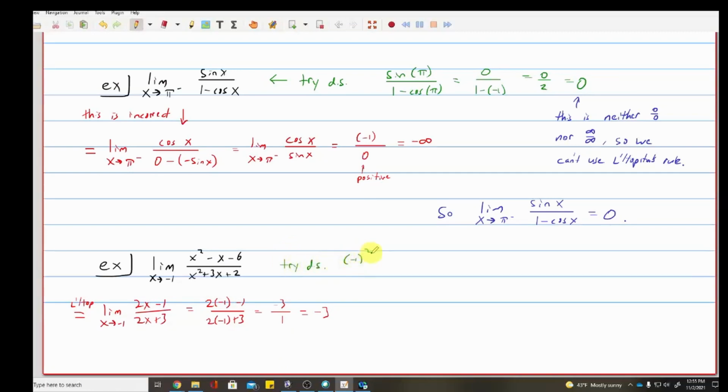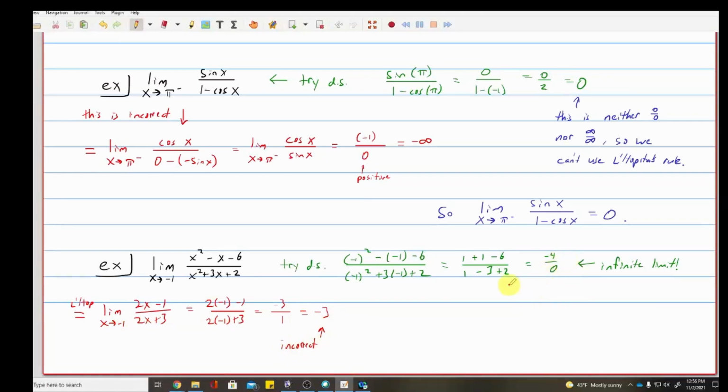If I tried direct substitution right away, I would get -1 squared minus -1 minus 6 on top, -1 squared plus 3 times -1 plus 2 in the denominator. So we get 1 plus 1 minus 6 over 1 minus 3 plus 2, which is negative 4 over 0, which tells me I have an infinite limit. So I know that this is either going to be infinity or negative infinity, or it's going to split and just not exist, right? If it goes to one on one side and the other on the other side. Okay, so I know that this negative 3 is definitely not correct.